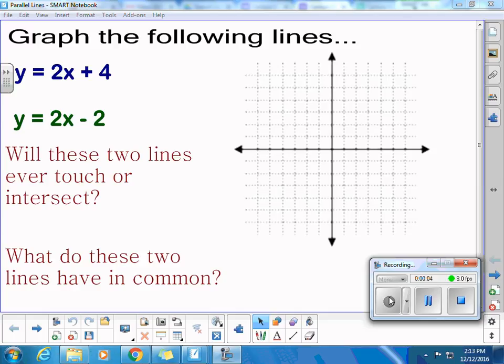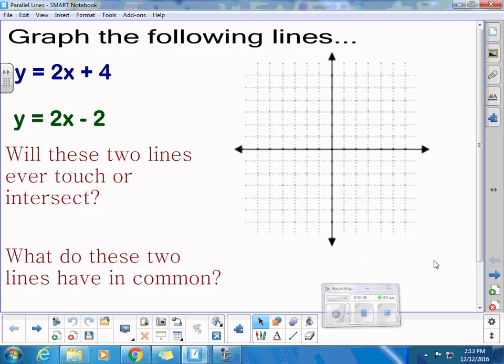Parallel lines. So we're actually going to spend some time comparing equations of lines and seeing if they're parallel.